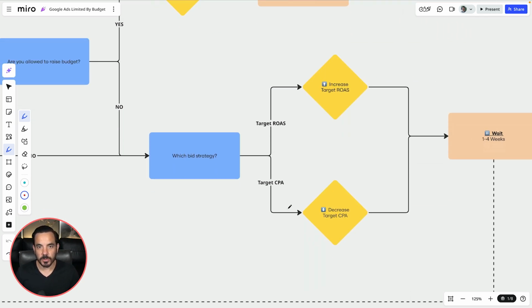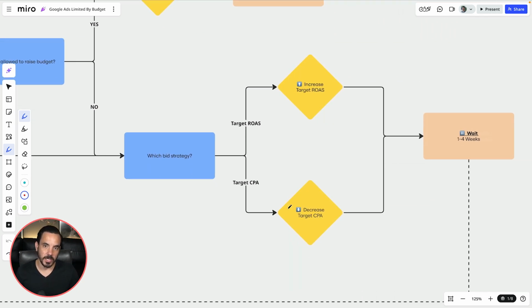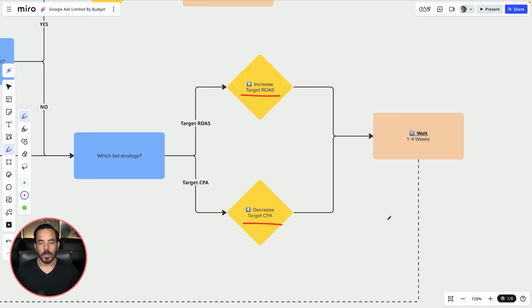In this case, you want to modify your Target ROAS or Target CPA. If you're using Target ROAS, you want to increase your Target ROAS. If you're using Target CPA, you want to decrease your Target CPA. By doing this, you will make the system reduce its cost per click bids on your ads. If you are not profitable right now, well, that's a good thing because doing this will nudge you towards getting a profitable CPA or ROAS.